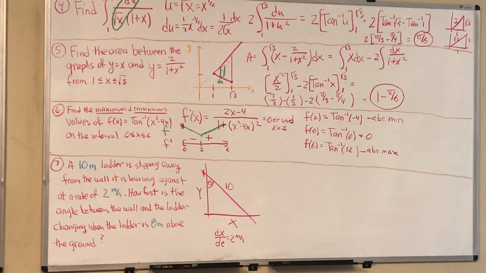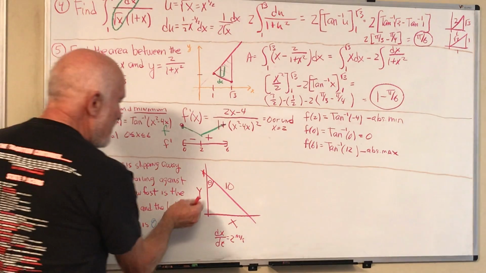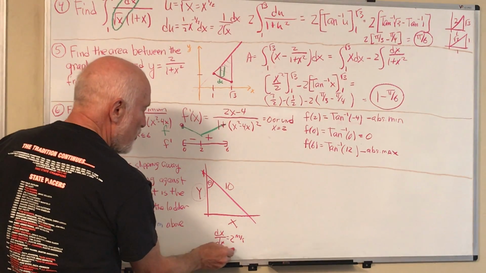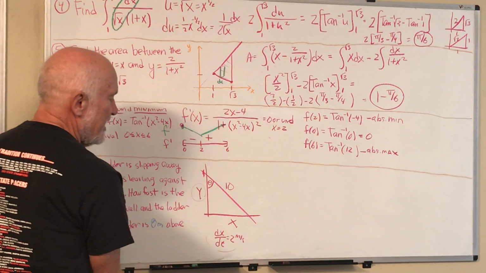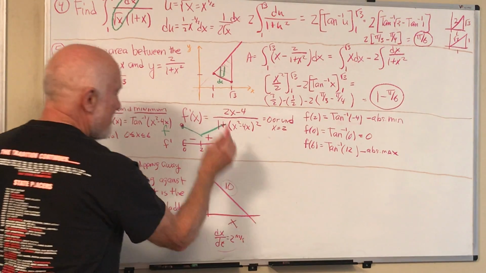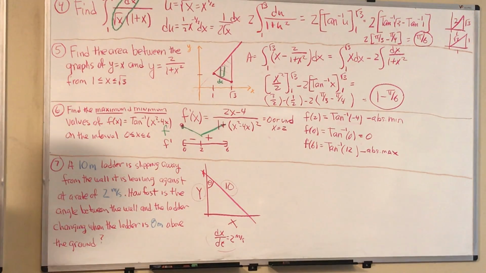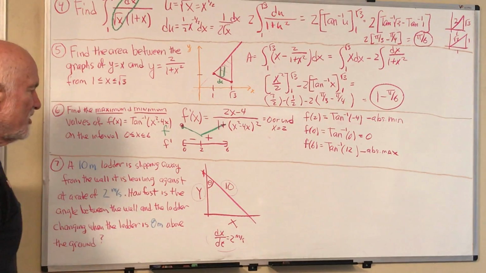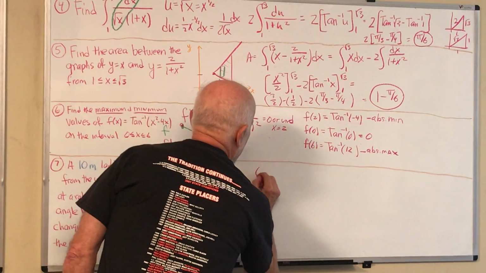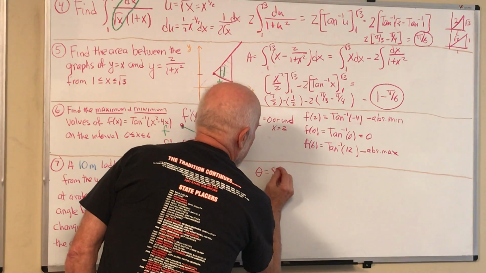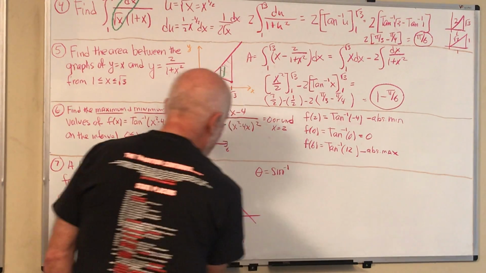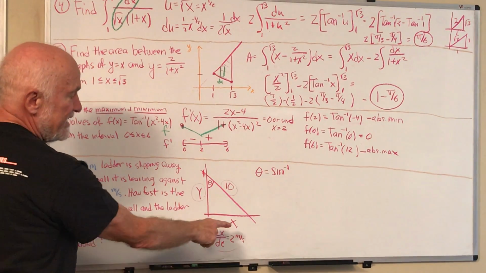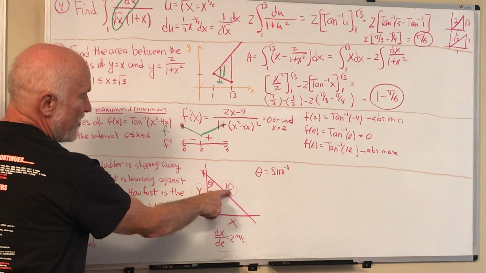Now I'm going to need a relationship. I don't know anything about y. I do know the rate at which x is changing. And 10 is a constant. So it makes sense to use the opposite and the hypotenuse. So I'm going to just say theta equals, that angle is the angle whose sine is the opposite over the hypotenuse.